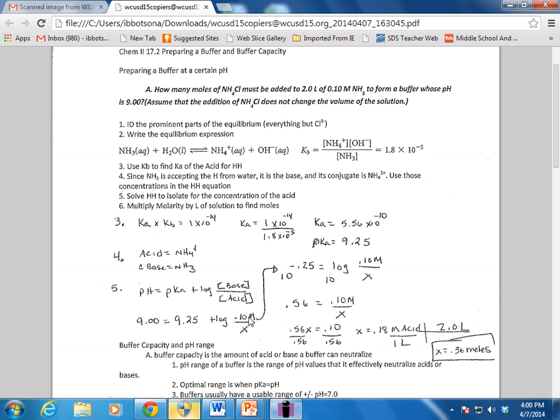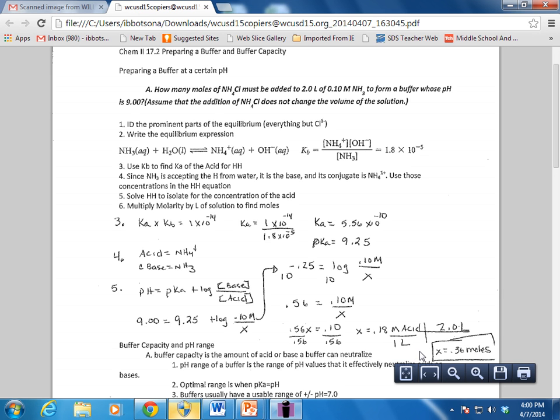I knew that the base was 0.10, and I didn't know the concentration of the acid in this case. Solving that in the Henderson-Hasselbalch, I subtracted 9 minus 9.25 and got negative 0.25 on that side. To undo the log, I raised 10 to that power, 10 to the negative 0.25 power, and I got 0.56 equals 0.10 molar over x. Cross multiplying and then dividing both sides by 0.56, x became 0.18 molar.